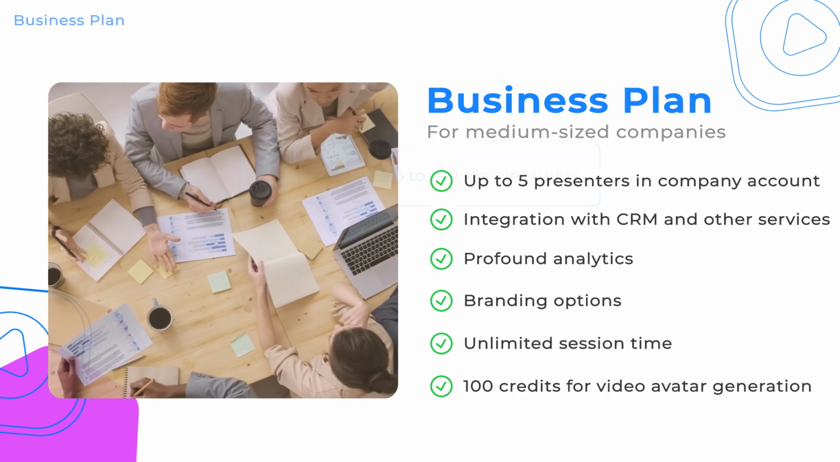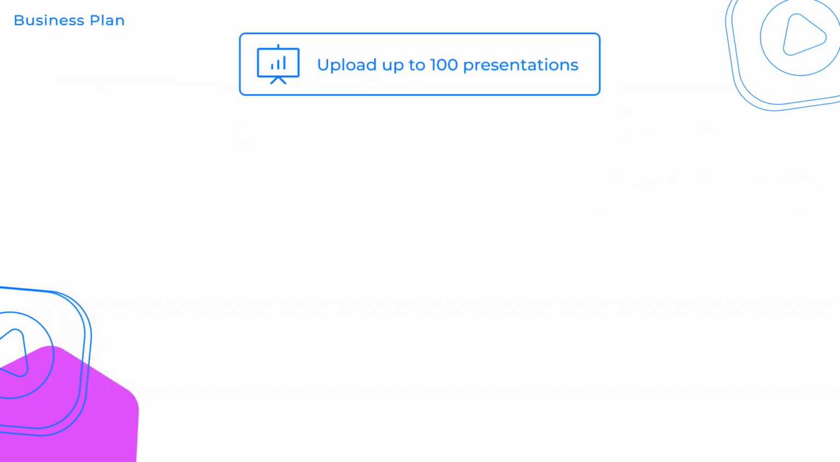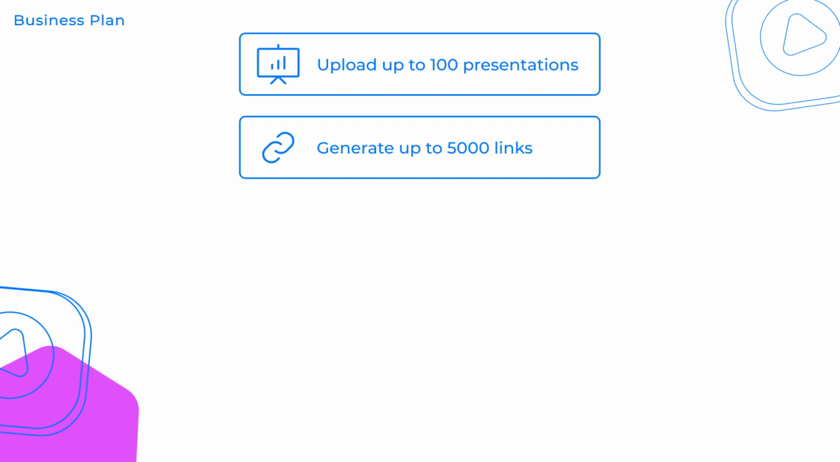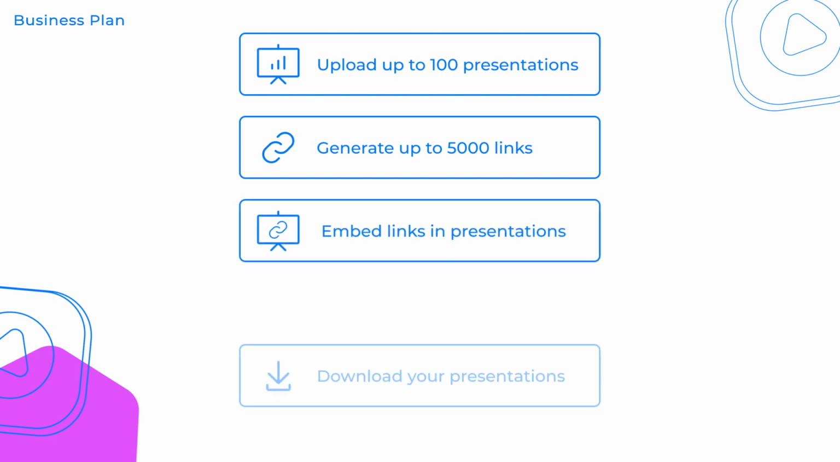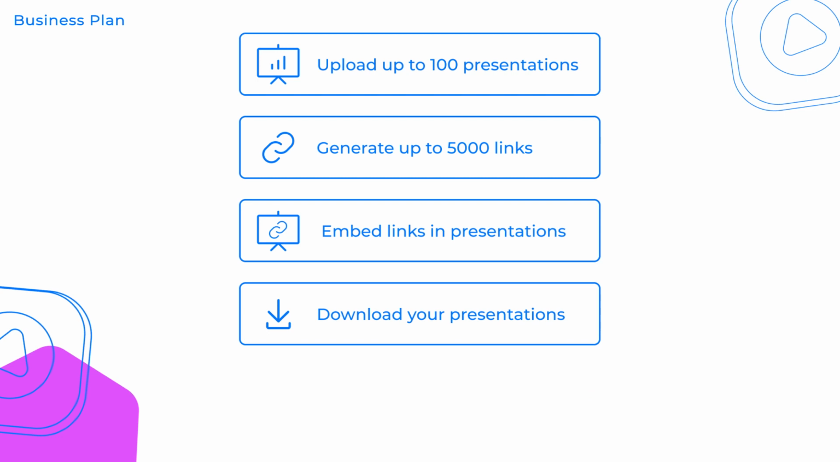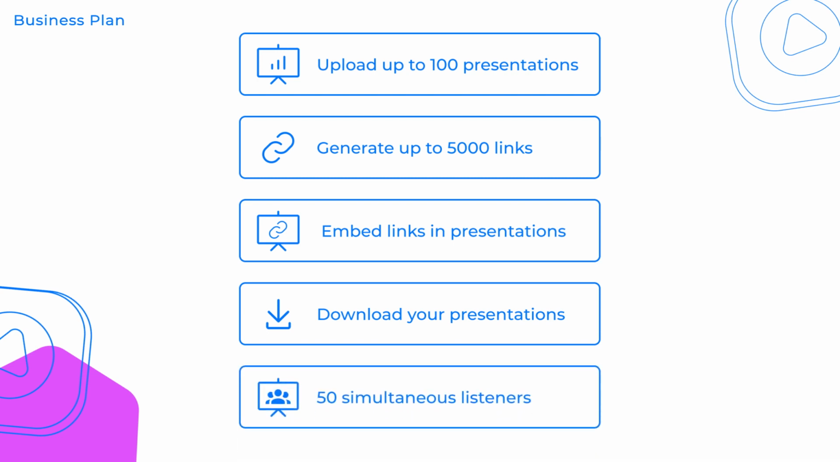The plan also includes up to 100 uploaded presentations, up to 5,000 generated links per month, ability to embed links in presentations, ability to download your presentations, 50 simultaneous listeners, and priority support.